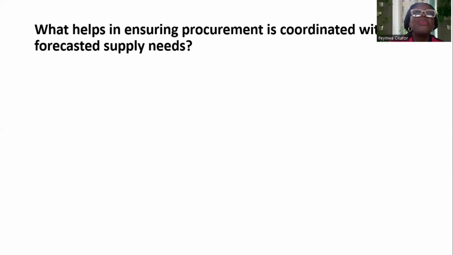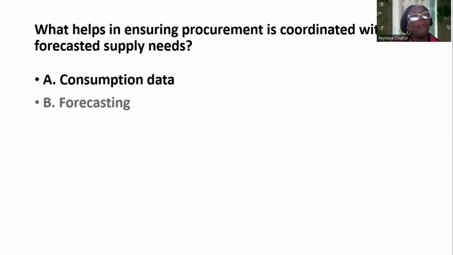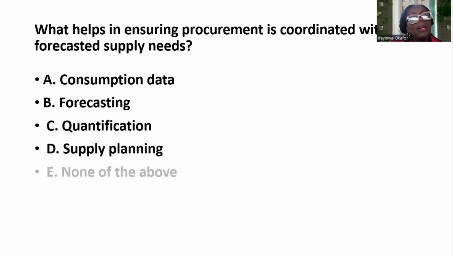What helps in ensuring procurement is coordinated with forecasted supply needs? We have consumption data, forecasting, quantification, supply planning, none of the above, and our answer is D, supply planning.